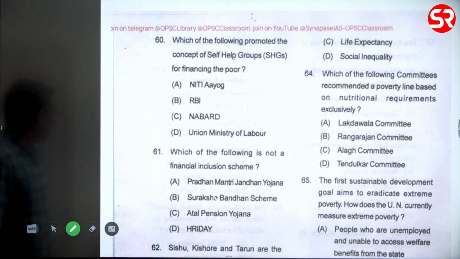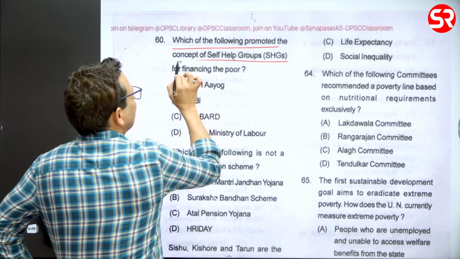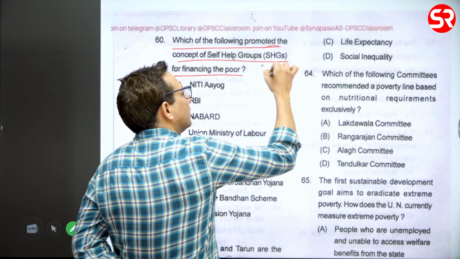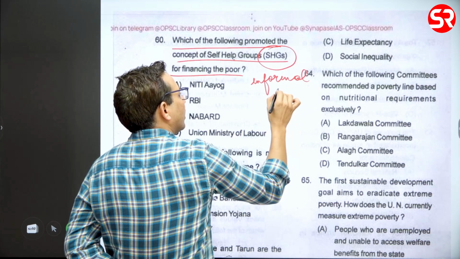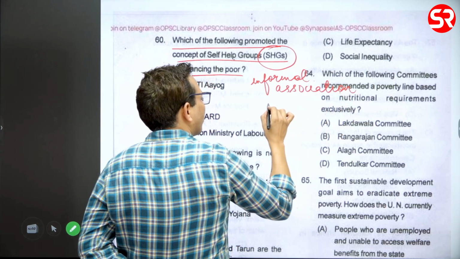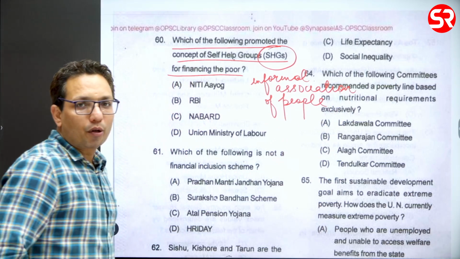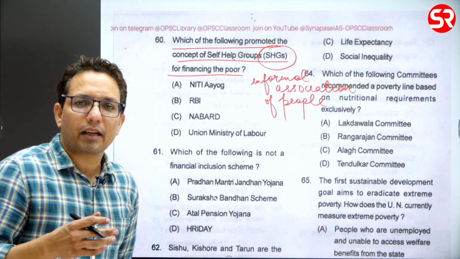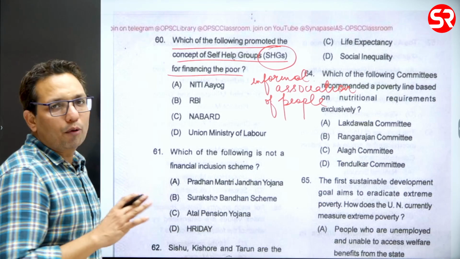Next question, question number 60. Which of the following promoted the concept of self-help groups for financing the poor? Look, what is a self-help group? A self-help group is an informal association of people who come together to improve their income and their standard of living by bringing the concept of co-lending, at the same time registering their group and getting finance from a bank. That is how self-help groups function.